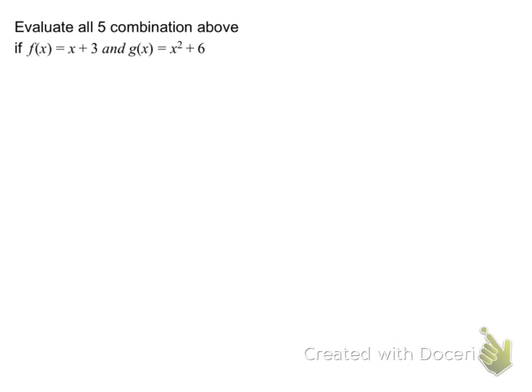So let's do that with these two functions. I want you guys to do all 5 combinations from the last slide. The first one we're going to start off with is addition: f of x plus g of x. I'm going to do exactly the way it says. The thing that's going to be different here is I'm going to use parentheses around things.